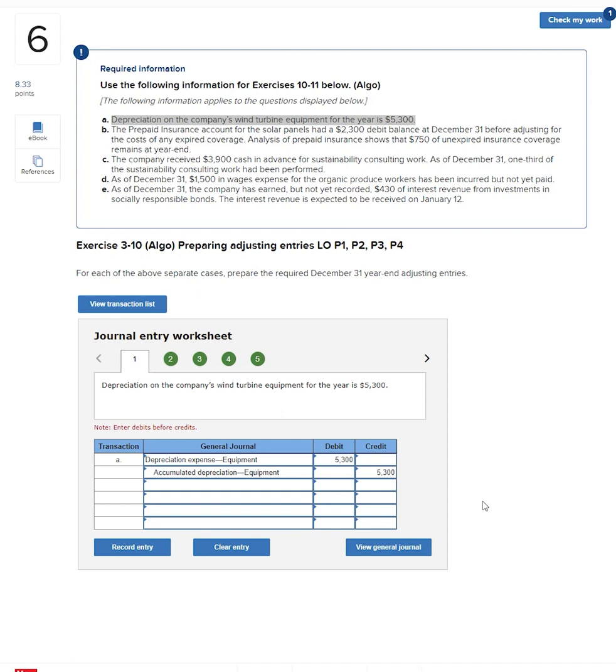We are asked to record the following. Depreciation on the company wind turbine equipment for the year is $5,300. We'll post the following accounts: expenses will be the debits and accumulated depreciation will be the credits. Because the equipment has lost value, expenses have increased and depreciation will also be $5,300.